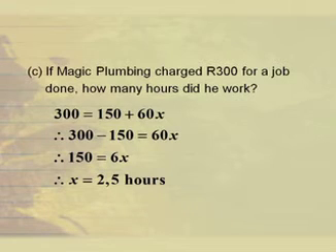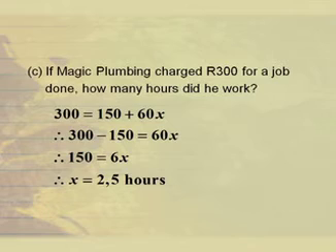We need to get x on its own, so we're going to move the 150 to the left-hand side. Because it stands as a positive, when we move it to the left-hand side, we make it a negative. So it's going to be 300 minus 150. Obviously, that's 150 is equal to 60x. We still have to get the x on its own, so we're going to divide 60x by 60 in order to get the x on its own.